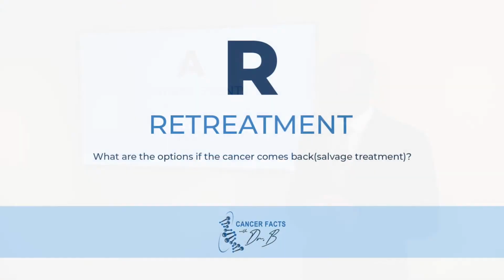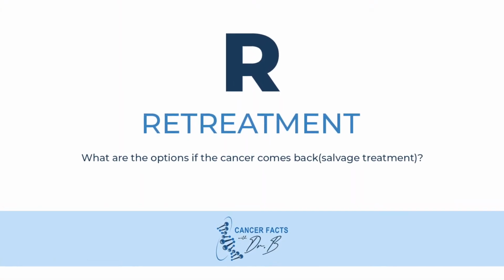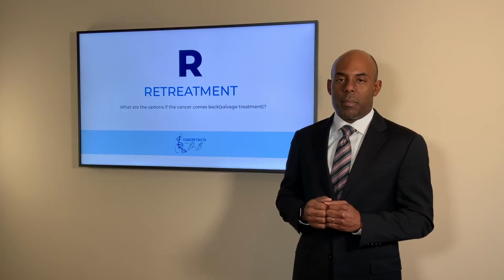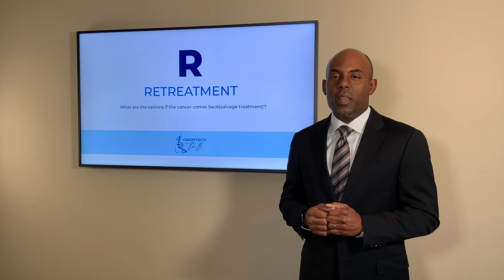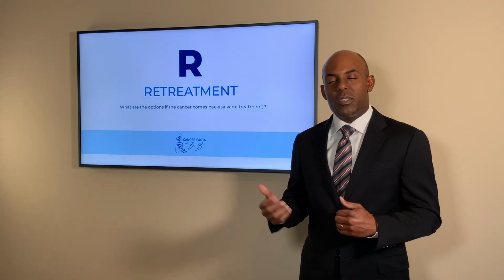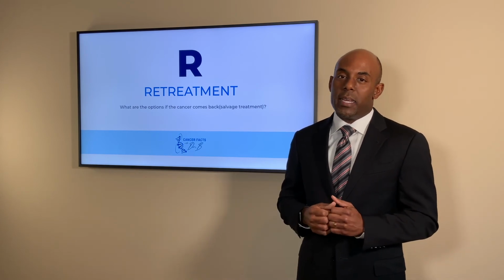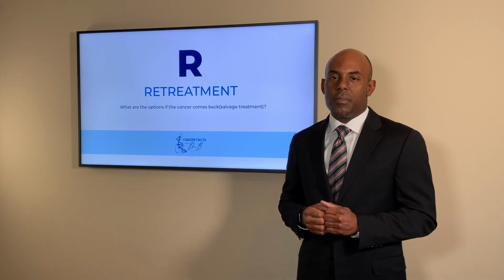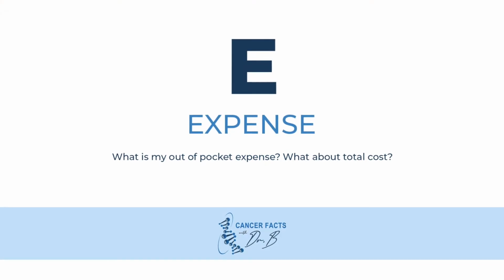Next is R, or retreatment. What's the chance that I will need a second line of treatment, or what we call salvage treatment, for my cancer? It's one thing if the doctor says, "Hey, we have this great treatment, it has very few side effects," but you may need retreatment 90% of the time. That's something to consider. Next is E, or the expense.